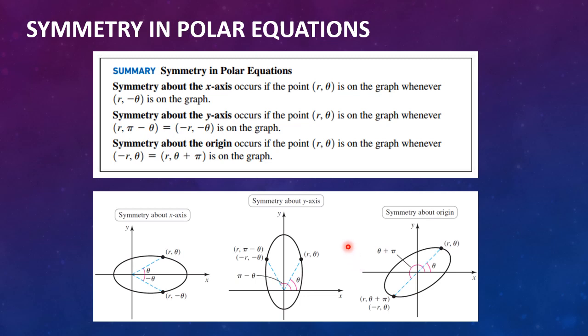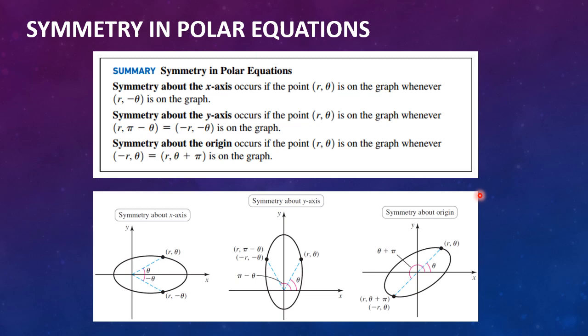And then finally, symmetry around the origin occurs if the point (r, theta) is on the graph whenever (negative r, theta), or (r, theta plus pi), is on the graph. So we can see our (r, theta) here. Well, pi is 180 degrees around, and here we have (r, theta plus pi), which is the same as (negative r, theta). Symmetry around the origin, I think, is sometimes the hardest to spot because it's symmetrical around the line y equals x, the diagonal across a Cartesian system.